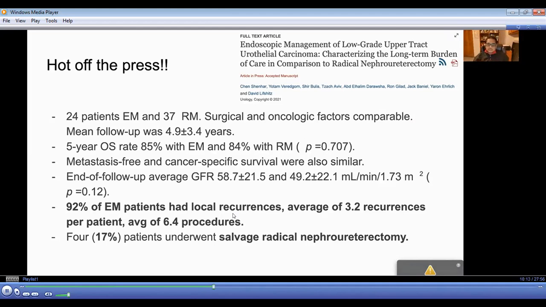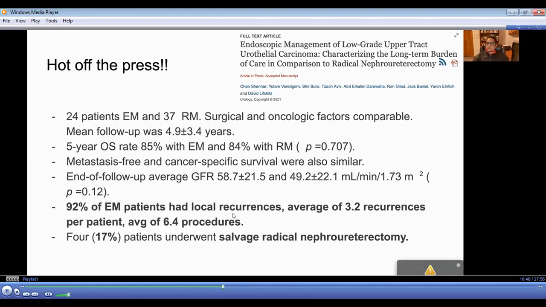Interestingly, 92% of the endoscopic management patients had local recurrences, an average of 3.2 recurrences per patient, requiring an average of 6.4 procedures per patient, which has some financial implication if you look at it in the long run, depending on which sort of insurance setup or payment method you're looking at. 17% of the patients required a salvage radical nephroureterectomy in this study.